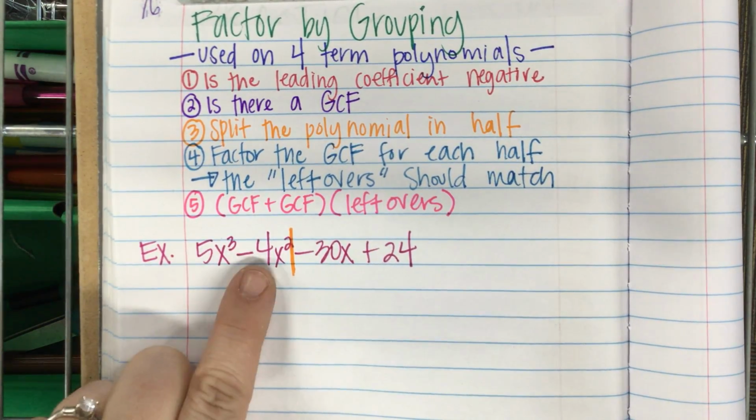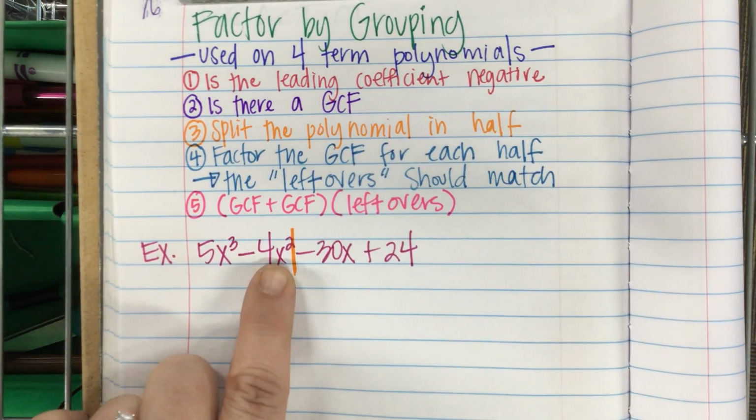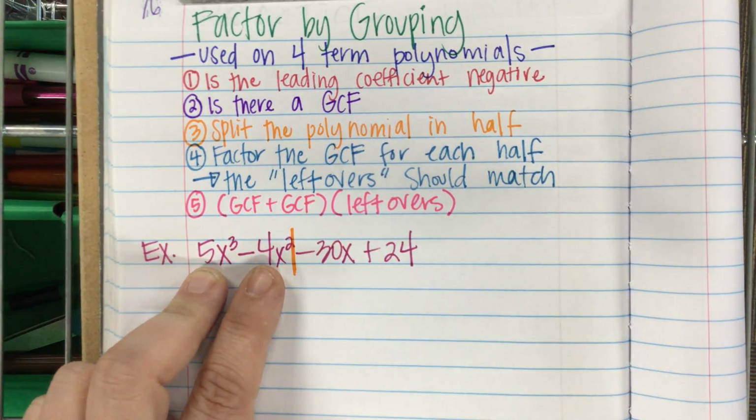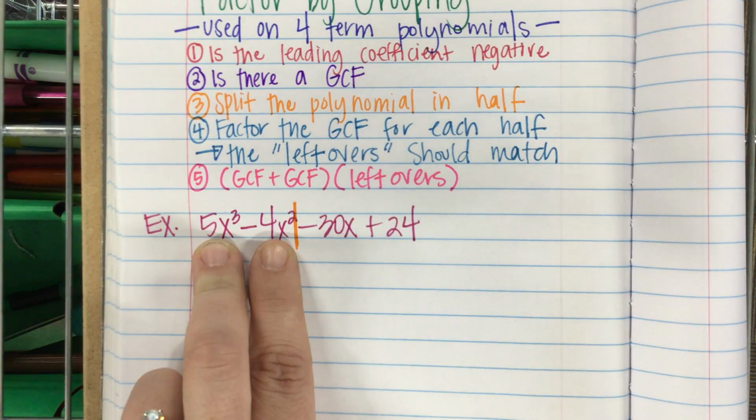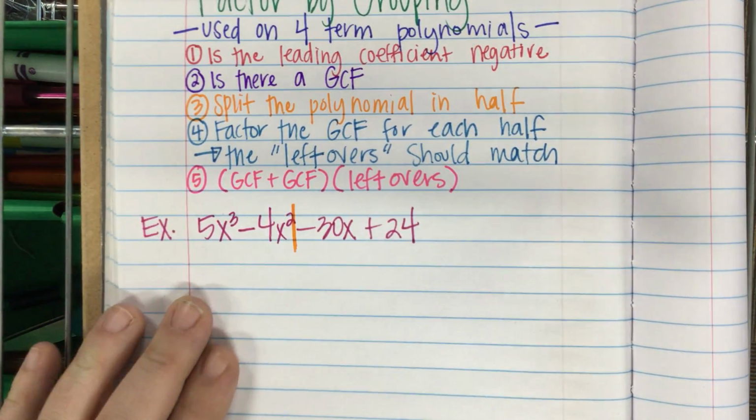5x to the third minus 4x squared. What do they both share? What is the GCF, the greatest common factor, of 5x to the third minus 4x squared? X squared. Perfect.